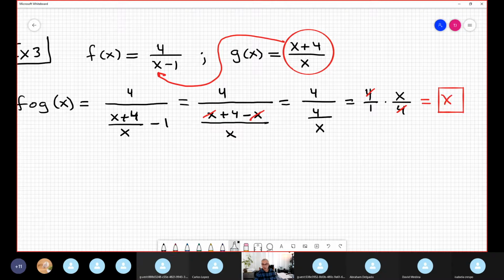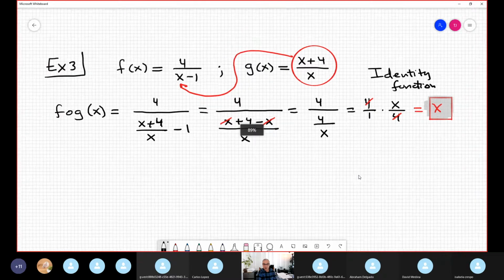And this is very interesting because when the answer is x, this is the famous identity function. I promise in a moment you will see in detail what's going on when the composition is the identity function.